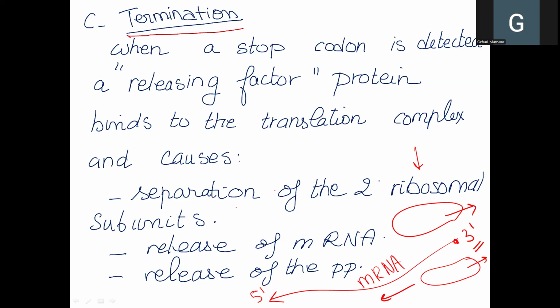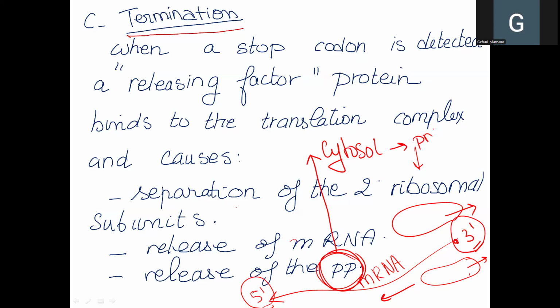So first of all, this termination occurs by separation of the ribosomal subunits, release of the messenger RNA, taking into consideration that the first part to be released is 5' and the last part is 3', and finally the release of the polypeptide chain. The release of the polypeptide chain is our ultimate goal, because we want this polypeptide chain to be released into the cytosol, because this polypeptide chain will form a protein.